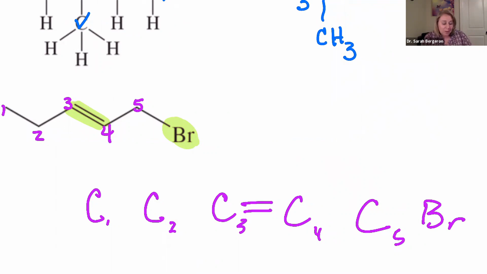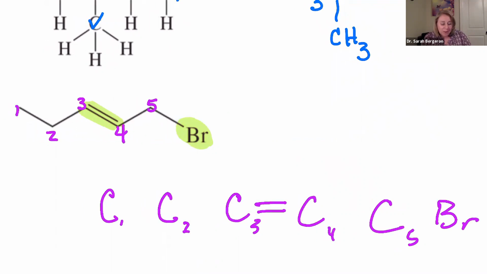So let's start from the beginning. Our first carbon has nothing else attached to it except a bond right here, and we're not going to draw that, so it's going to want 3 hydrogens to complete its octet. Our second carbon has 2 bonds, one here, one there, but we're not going to draw them. So it needs 2 hydrogens.